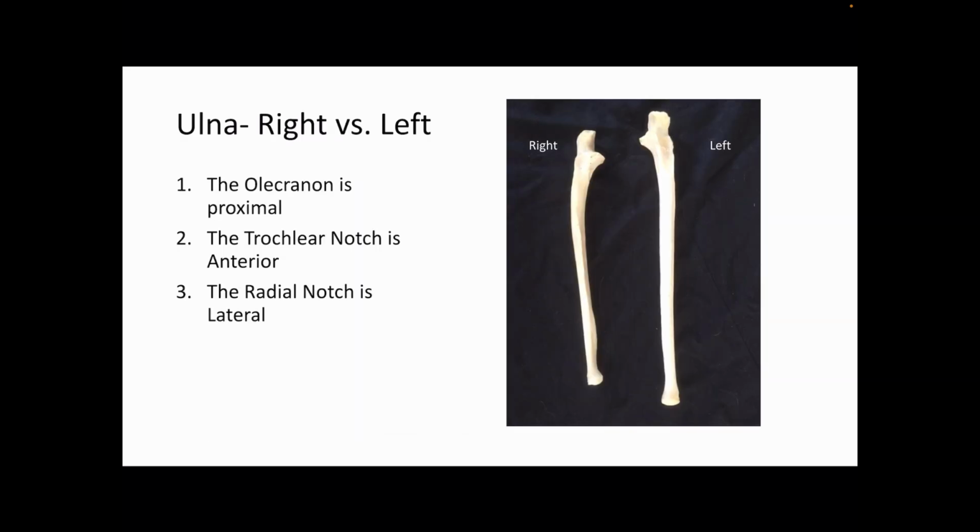To determine right from left ulna, the olecranon is proximal. The trochlear notch opens anteriorly, and the radial notch is lateral, facing toward the radius. So if the trochlear notch, that wrench-shaped notch, faces forward and the small notch faces outward, that's the correct side.